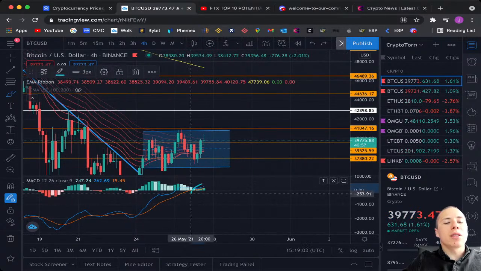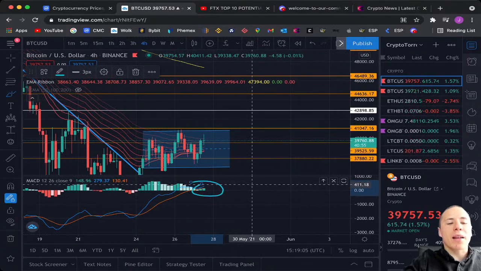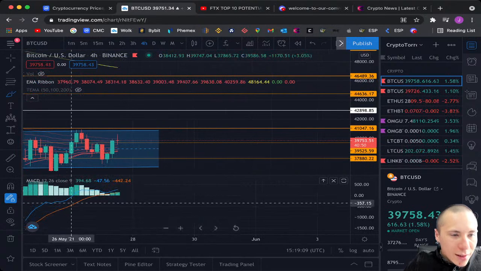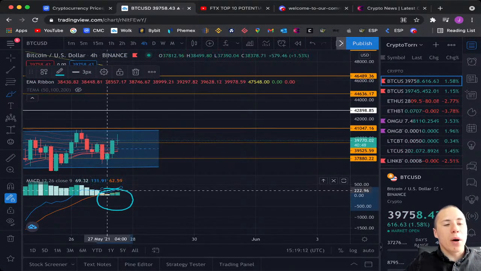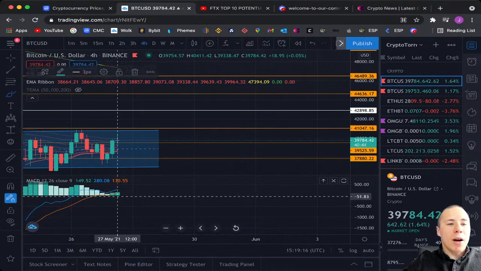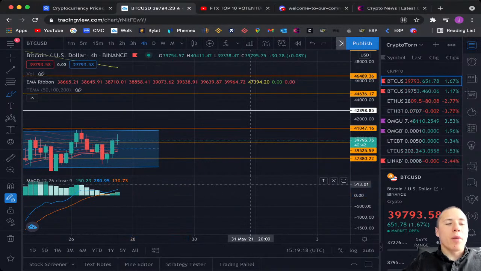For sure, we will still see a momentum towards the downside on the MACD, but right now there is still upward momentum. The crossover did not happen, so it possibly could be within the next few hours that we will see a huge momentum on Bitcoin towards the upside.